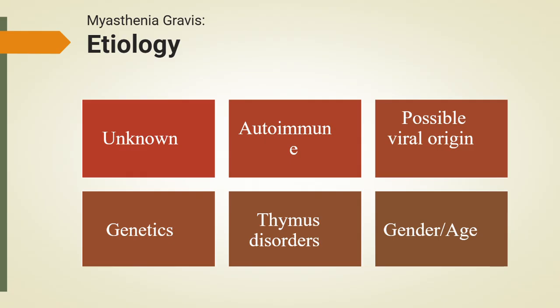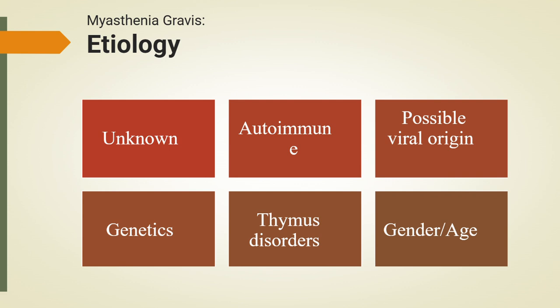In many adults with myasthenia gravis, the thymus remains abnormally large or contains clusters of immune cells that continue to produce antibodies long after they should have stopped. Some patients may even develop thymomas, which are benign tumors of the thymus. This connection explains why thymectomy, the surgical removal of the thymus, is sometimes used as part of myasthenia gravis treatment.